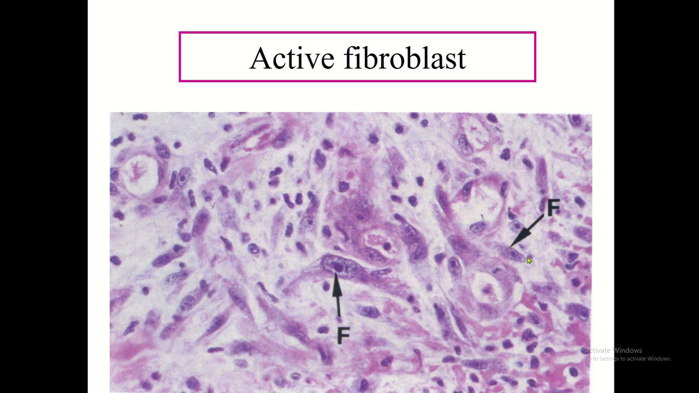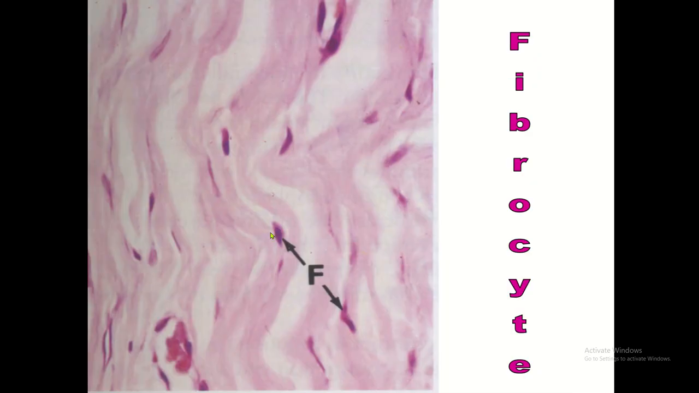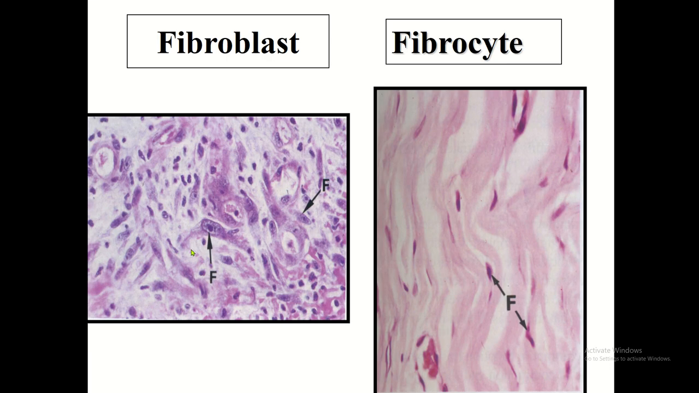These are the active fibroblasts. You see the nuclei are whitish in color. This is the darkly stained nuclei of the fibrocyte. Fibroblast, fibrocyte. This is the outline of a fibroblast. This is the nucleus and this is the prominent nucleolus. You see, this is a darkly stained nucleus and this is a whitish nucleus.